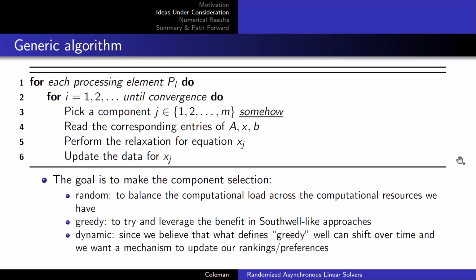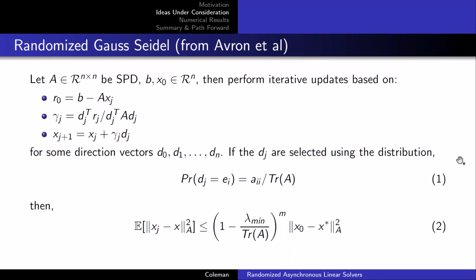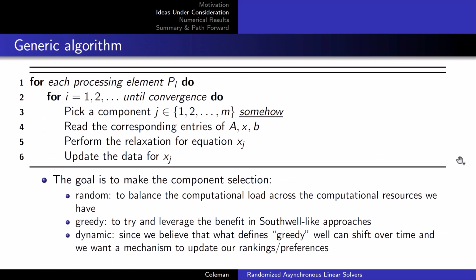This stems from the fact that we believe that what defines greedy can shift over time. If we go back one slide, this distribution is defined before the problem starts. It's a reasonable distribution, probably a step above taking a true uniform distribution, but there's no information from the problem incorporated into it as it goes. It seems like there should be a way, if you have 1,000 iterations in your problem, that every 100 iterations you revisit what the probability distribution is. And by doing that, maybe you can accelerate convergence.